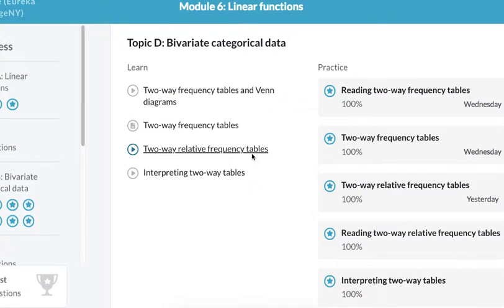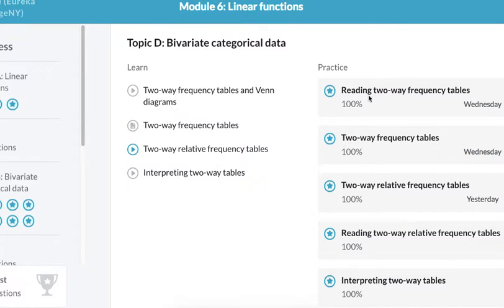Okay, so right now we're actually going to do a couple of videos, say two videos, on bivariate categorical data. So what we're going to look at is Module 6, Topic D, and we're going to go through it at quite some pace. One of the reasons for this is that a lot of these are very elementary ideas, and I think once you see them in action, you'll have no trouble completing them. So let's take a look. Let's get started with this.